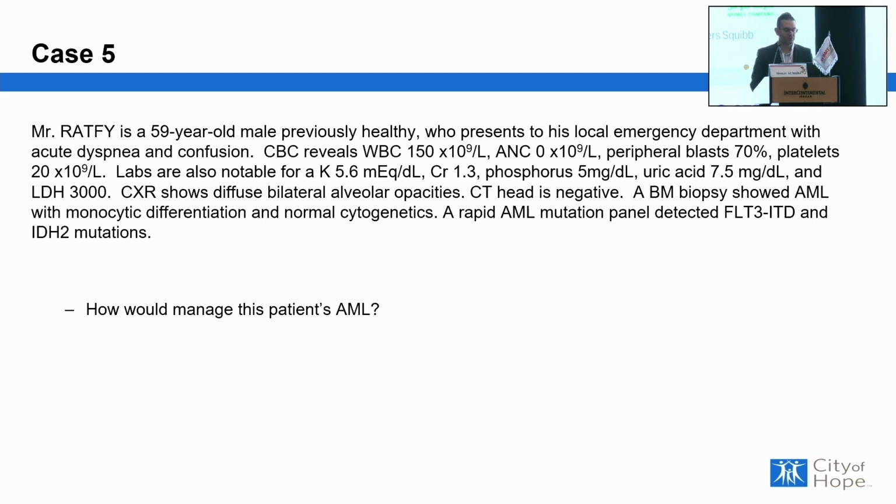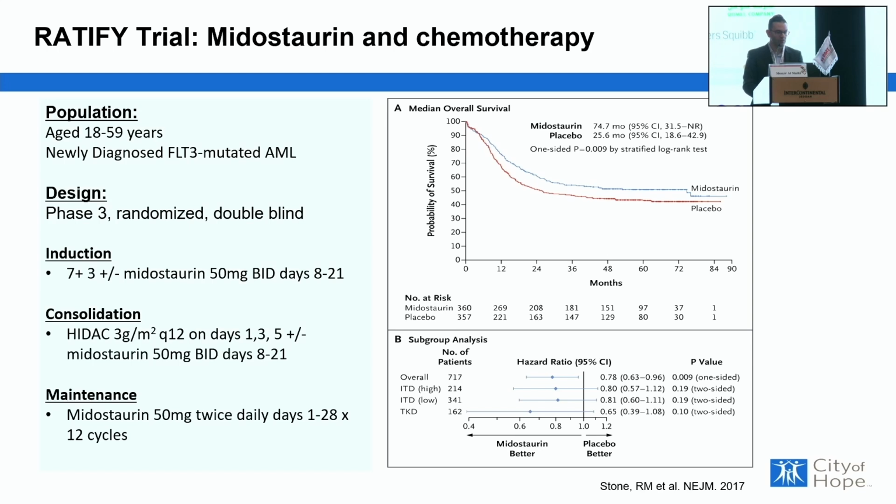So a bone marrow biopsy showed an AML with monocytic differentiation and normal cytogenetics, and the rapid AML mutation panel showed FLT3 and IDH2 mutations.